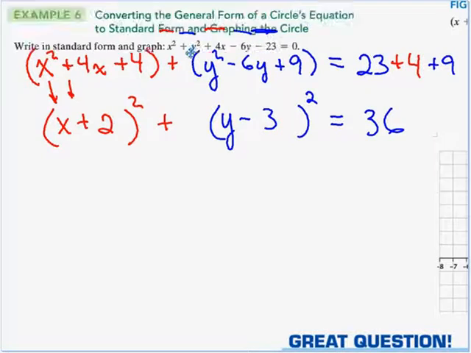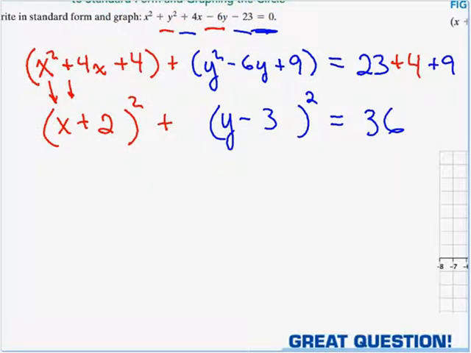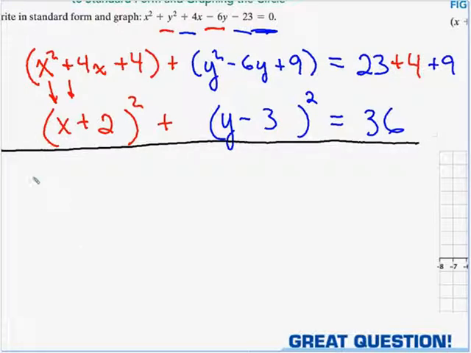So let me bring the directions back down and see what they wanted us to do. Write this in standard form and graph it. Well, there's our standard form: our x quantity squared, our y quantity squared equal to our radius squared. That was part of what they asked us to do. And now they asked us to graph.